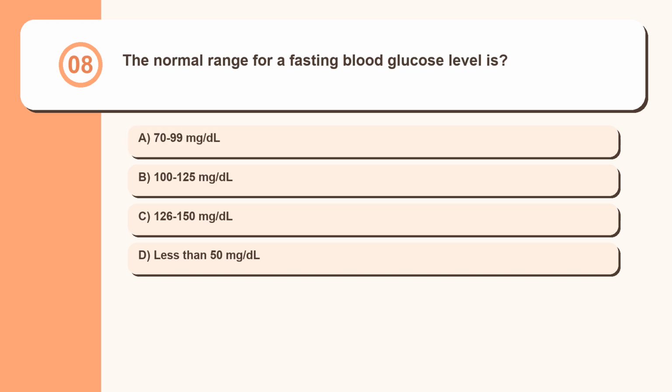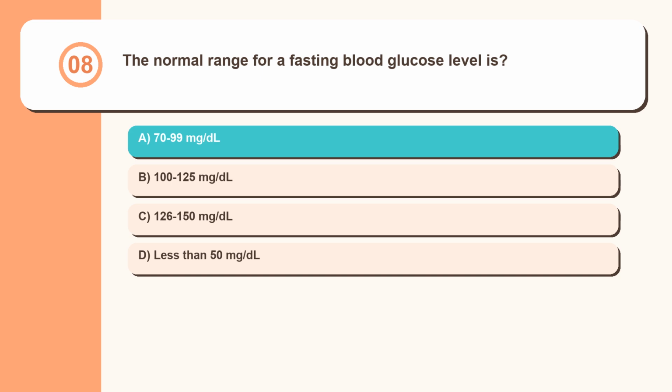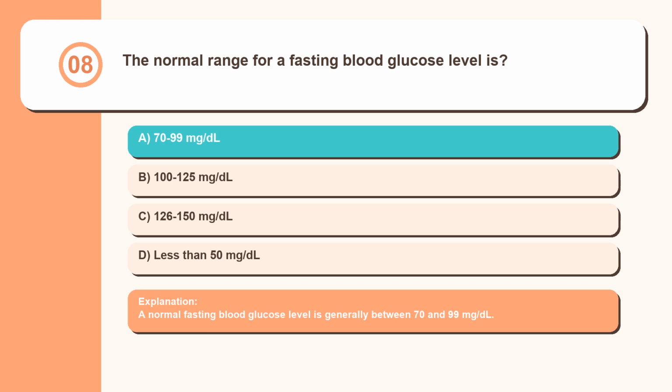Question 8. The normal range for a fasting blood glucose level is 70 to 99 mg/dl, 100 to 125 mg/dl, 126 to 150 mg/dl, less than 50 mg/dl. A normal fasting blood glucose level is generally between 70 and 99 mg/dl.